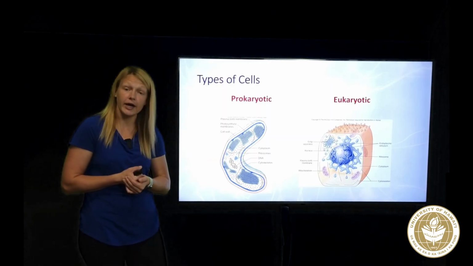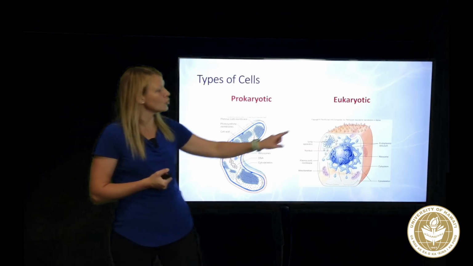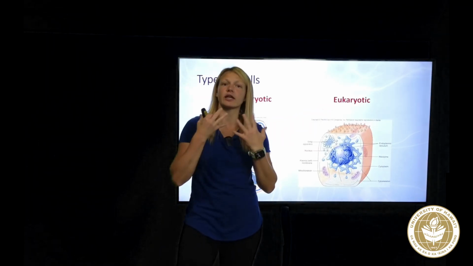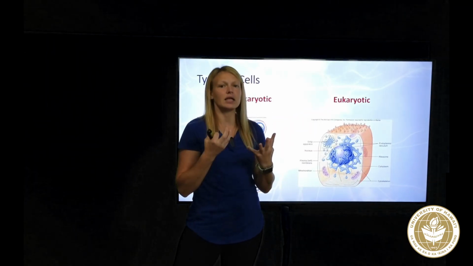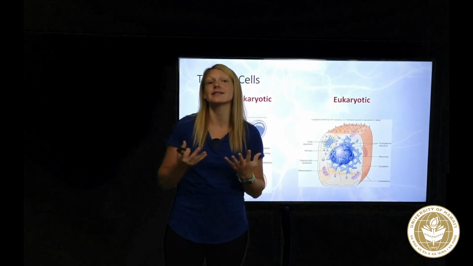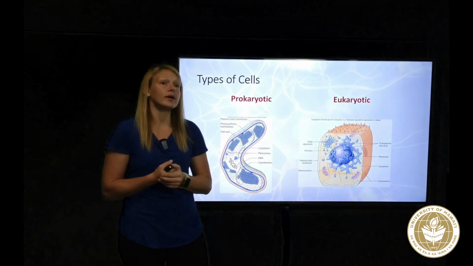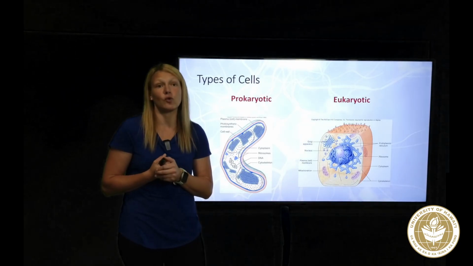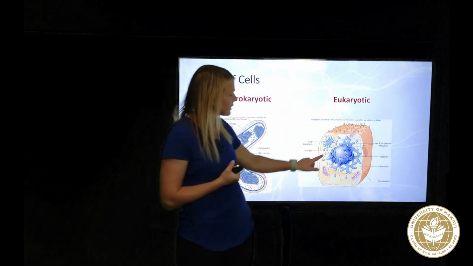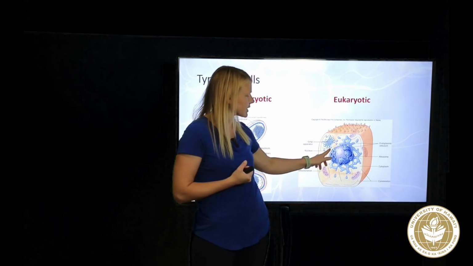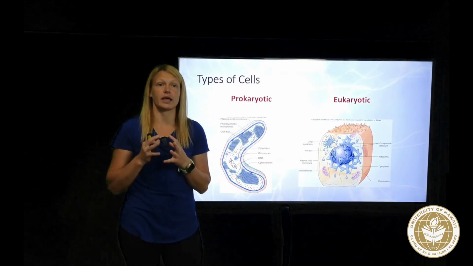Whereas for a eukaryotic cell, eu means true, so think of true cells. This is going to be the type of cells that we have. They're going to have membrane-bound organelles, including the central nucleus that's going to house that genetic material.